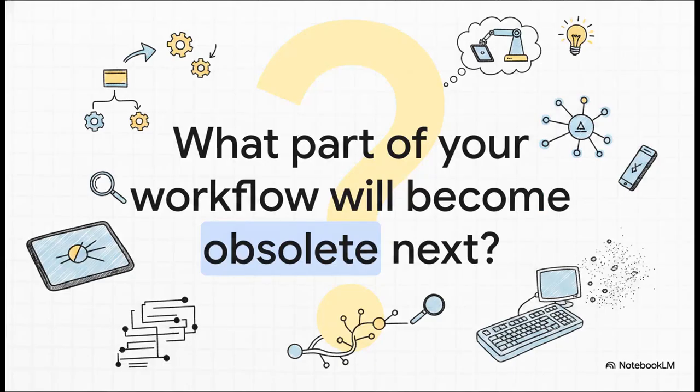I want to conclude this explainer with a somewhat provocative question for you to take away. We've seen how effectively this blueprint works today, but as these AI systems inevitably evolve into fully autonomous financial agents capable of complex problem solving, what part of your daily workflow will become obsolete next?